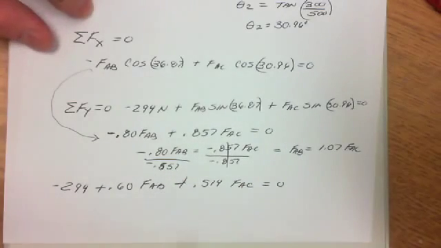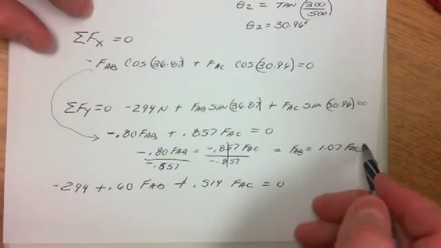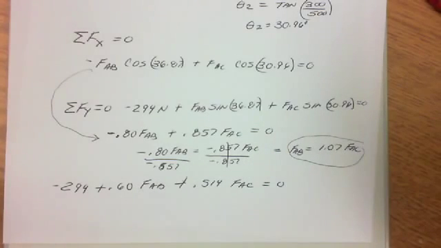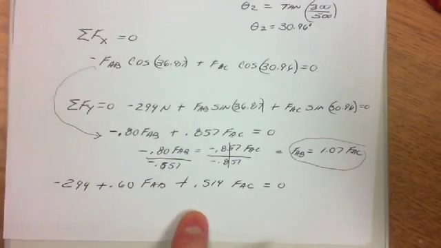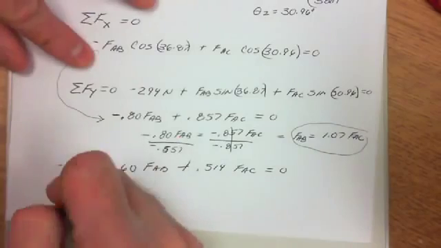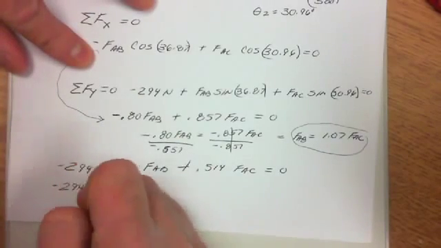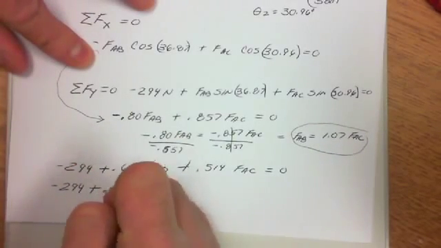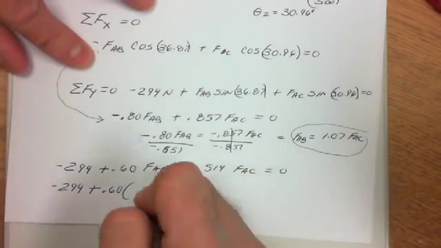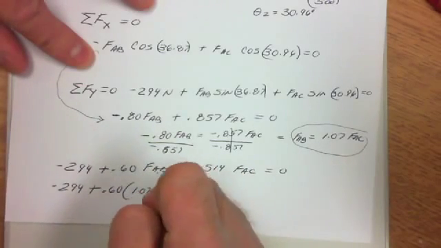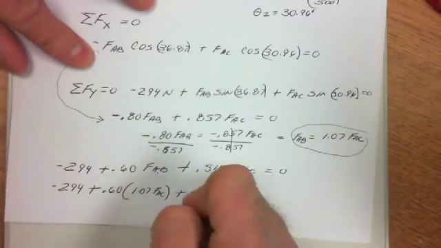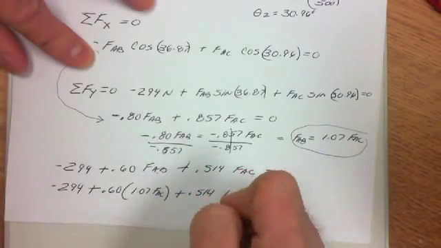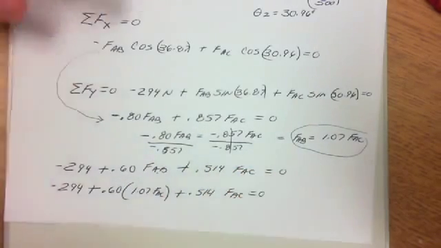Now, to solve this equation here, I know this value here. I know FAB is equal to 1.07 FAC. So I need to substitute this in. So I'll rewrite the problem as this: minus 294 plus 0.60, and then instead of using FAB, I'm going to use 1.07 FAC, plus 0.514 FAC is equal to 0. I have one equation, one unknown. I know I can solve this problem right now.